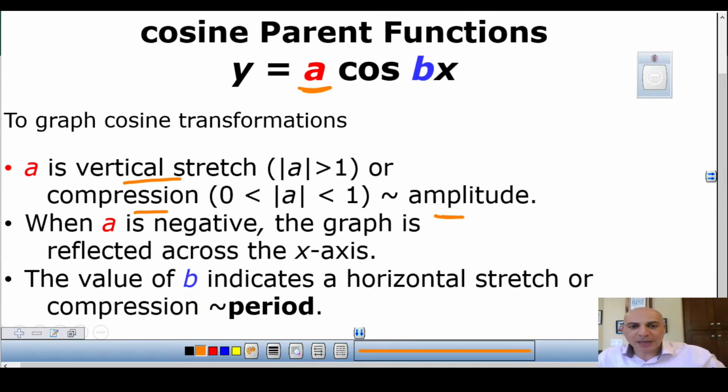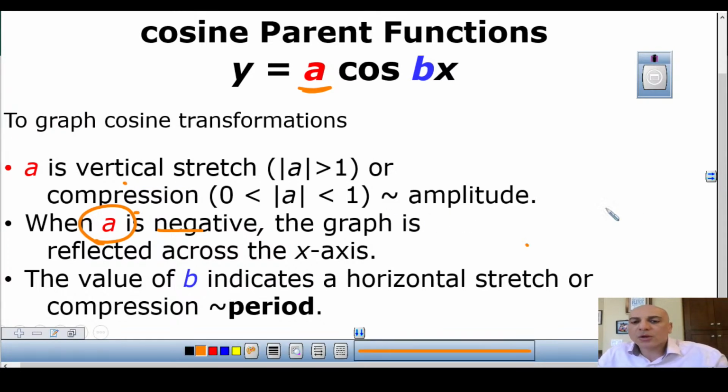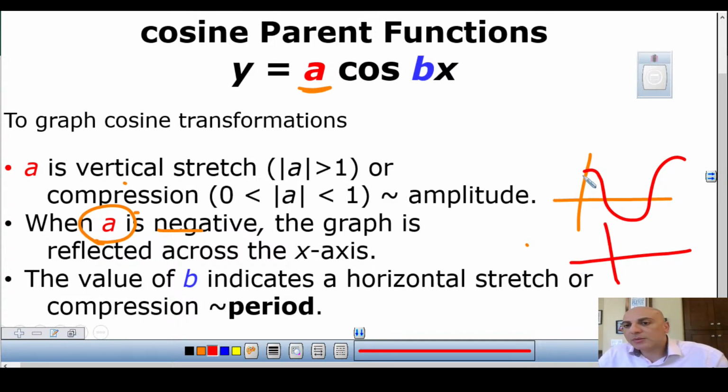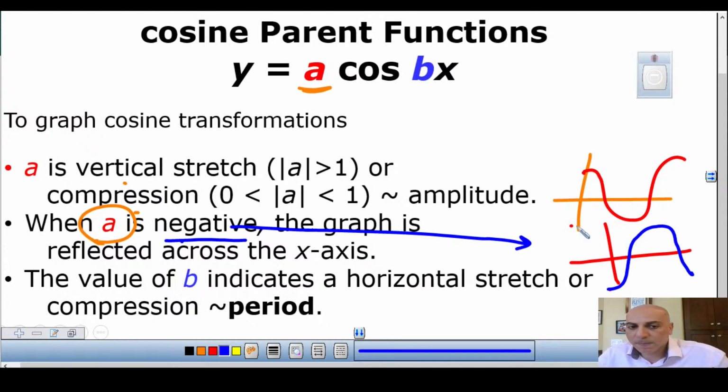Now, what if A is negative? Well, if A is negative, then you need to reflect over the x-axis. So, for example, if my function is here like this, and I have a negative, then it's going to be like this. You've got to reflect it. It's going to start down here and go up like that. That's what you do if A is negative. You're going to reflect.